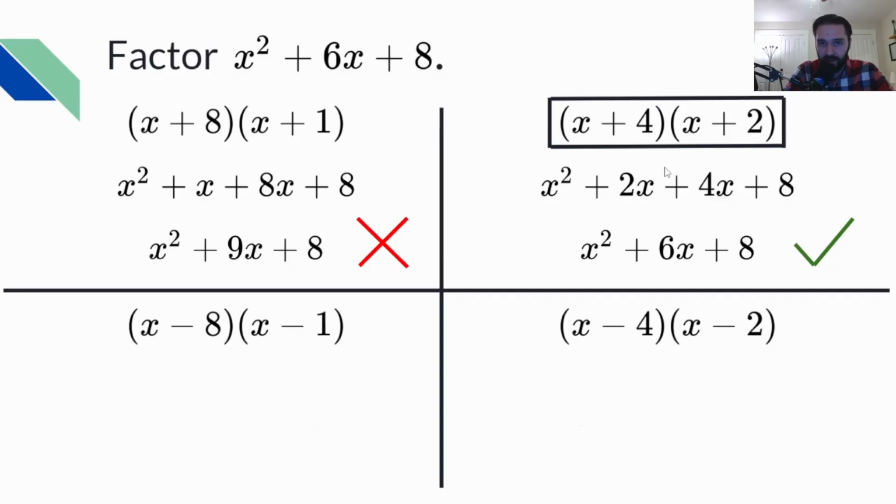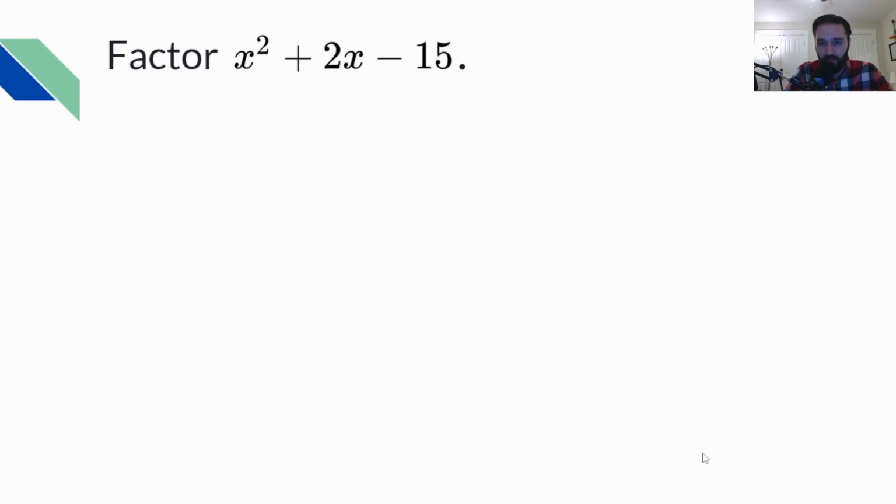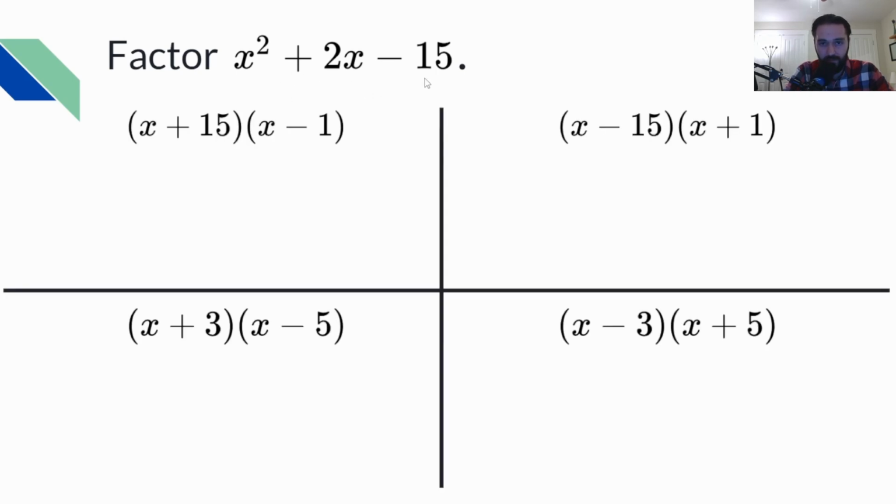Let's take a look at one more example. We don't care about these, so let's just move on. Here I'm asked to factor x squared plus 2x minus 15. Let's try out our possibilities.